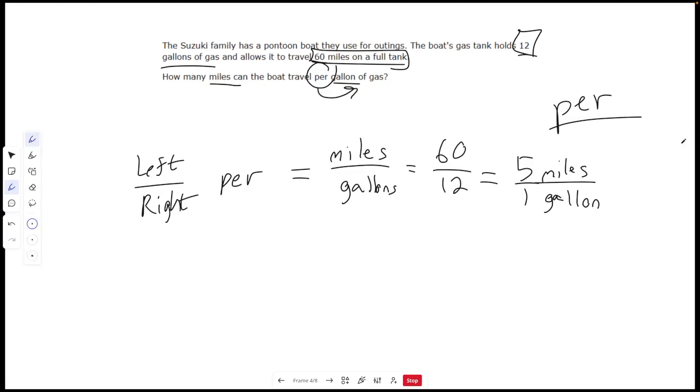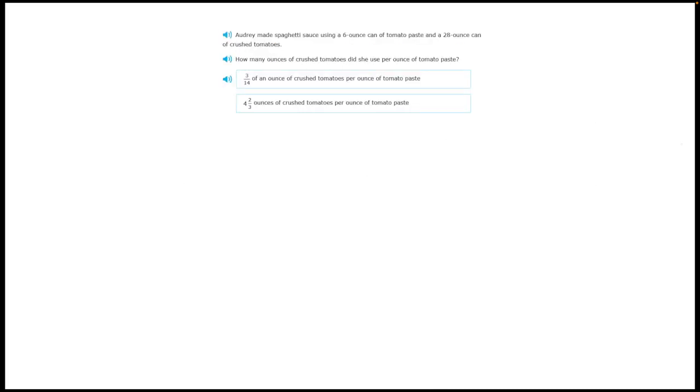All right, and so for every 1 gallon, I get 5 miles on the boat. Good info to have, right? If you're trying to figure out how far I need to go, this is how many gallons of gas I need.